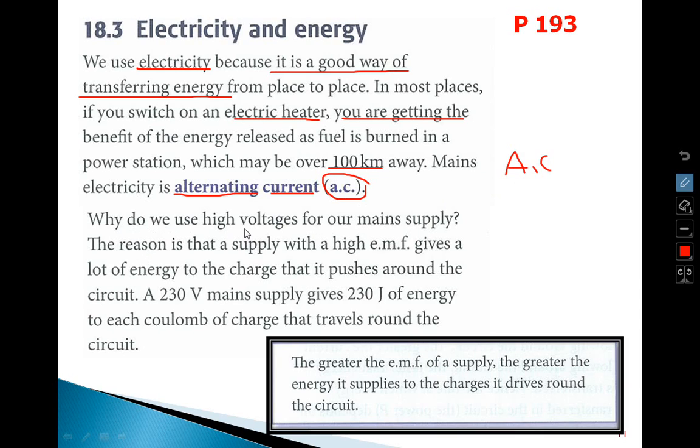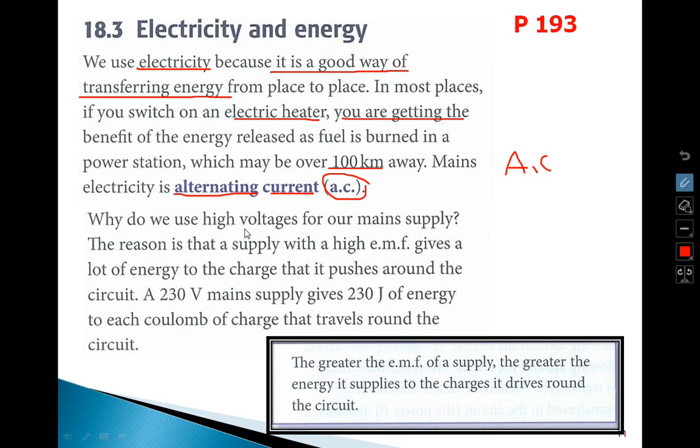So why do we use high voltage for our mains supply? The reason is that a supply with a high EMF or V gives a lot of energy to the charge that it pushes around the circuit. For example, as we said in the last class, if we have a 230 volt supply, it gives 230 joules of energy to each coulomb of charge that travels around the circuit.